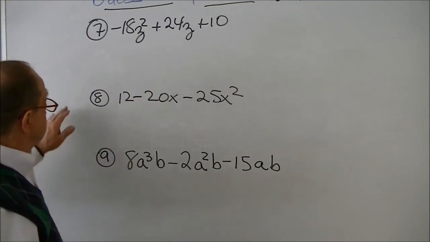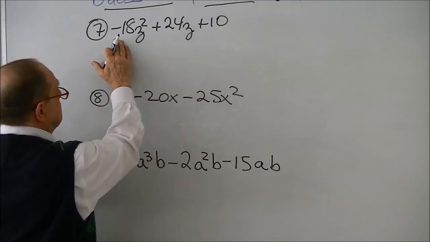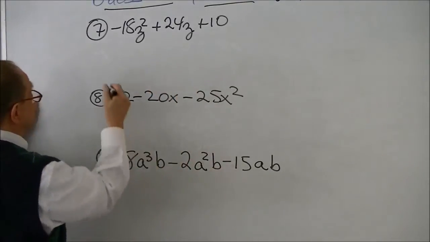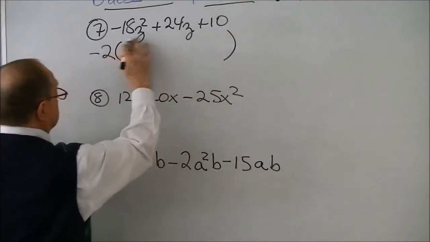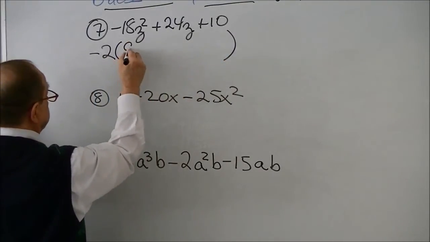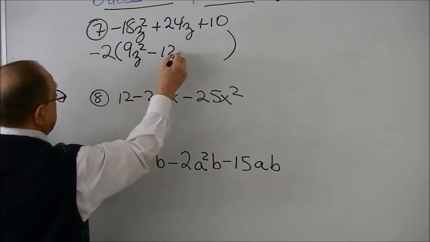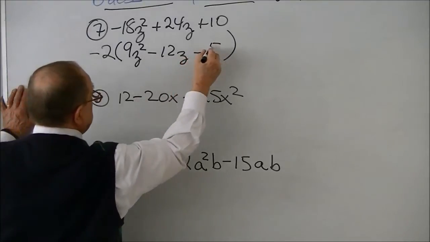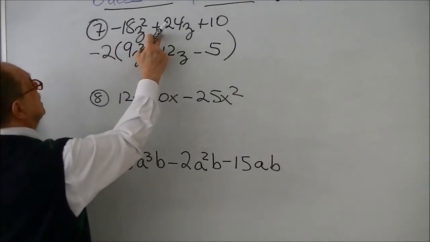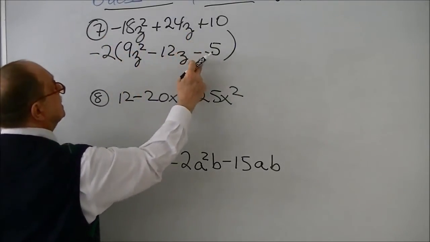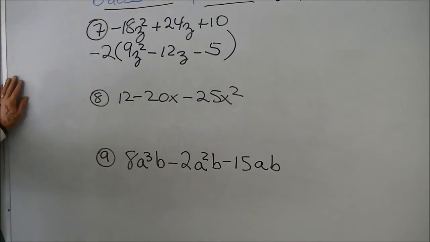Now, for something like this, it's in standard form. First term is negative. So what I'm opting to do is to take out a negative 2 out of every term. That will reverse my signs. And then check it. So this was negative, now it's positive, positive, now it's negative, positive, now it's negative. And I've taken out a 2 out of every term.